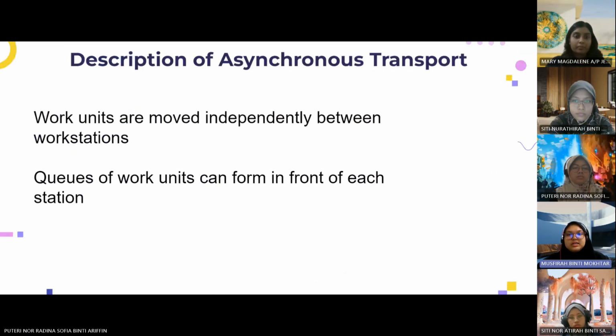I will explain about the asynchronous transport system. So this is the asynchronous transport system. Work units move independently between workstations. Queues of work units can form in front of each station.